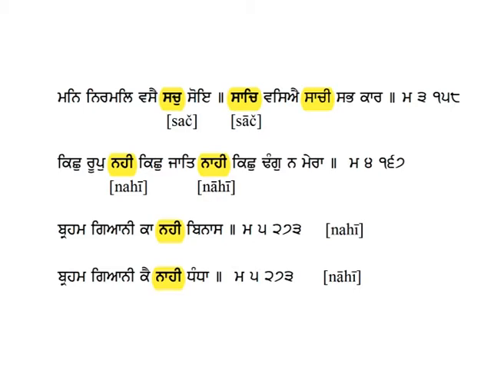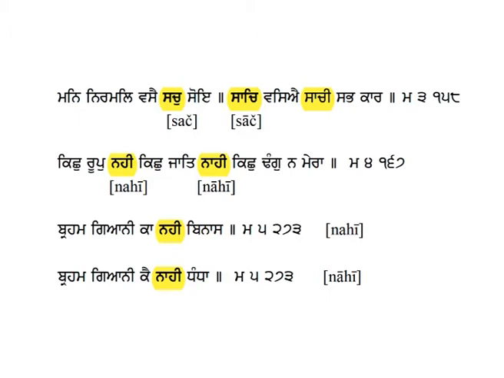Obviously, this language is not the language of the 20th century, it is a language of the 15th, 16th century, practically 500 years old, and it has a different vowel structure. But these differences are important. You see, for example, "man nirmal vase sach soye", then you have "sach vase sachi sabkar". Then there are a lot of problems also.